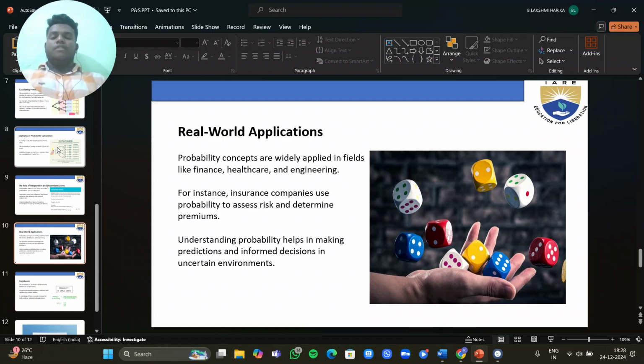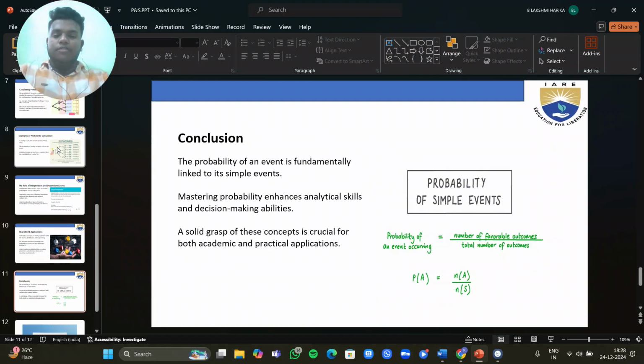Next, real world applications. Probability concepts are widely applied in fields like finance, healthcare, and engineering. For instance, companies use probability to assess risk and determine premiums. Understanding probability helps in making predictions and informed decisions in uncertain environments.